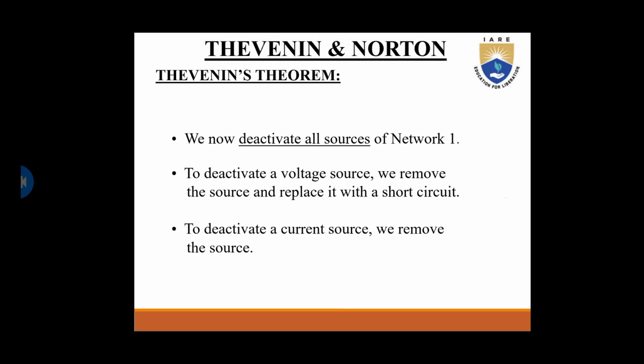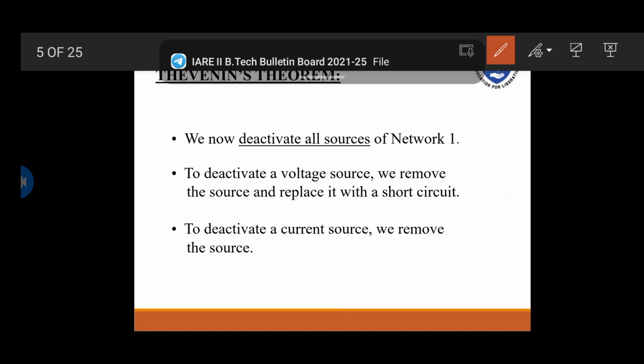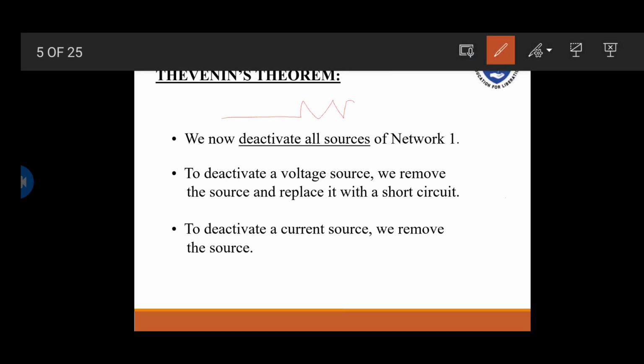Now deactivate all the sources of network 1. If voltage sources are there, replace them with a short circuit. If current sources are there, replace them with an open circuit. Let me suppose this is the circuit. Here a current source is there, and here a voltage source is there.